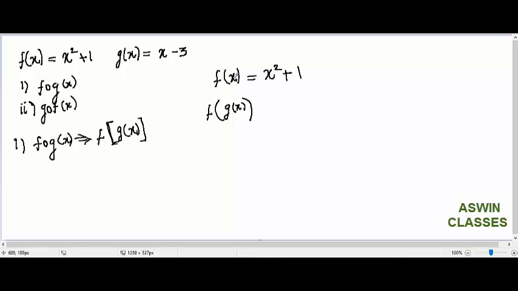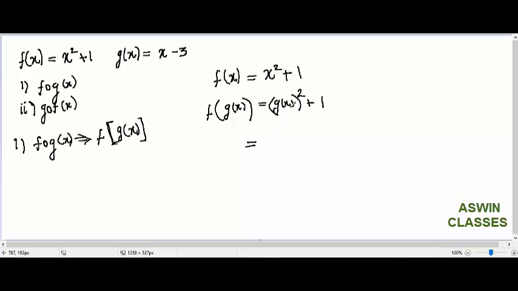If here it is x, then it is x square plus 1. So what about if inside the braces it is g of x? Then it is g of x whole square plus 1. The function f of x is defined in that way, x square plus 1. So whatever be inside the braces of f, it gets squared and added by 1. So g of x whole square plus 1.